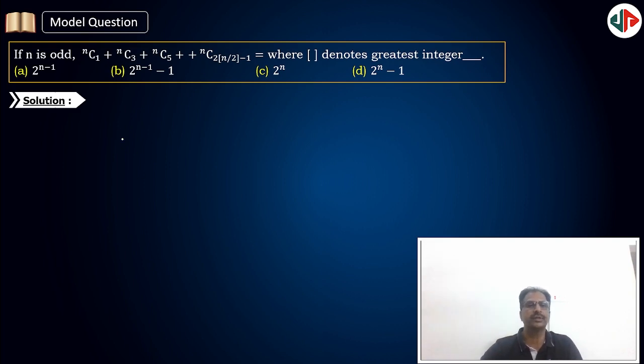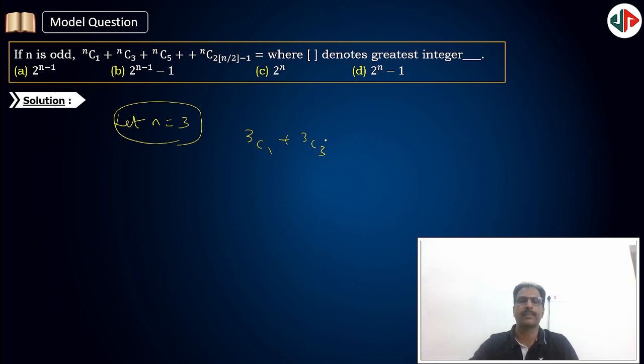Next, given that n is an odd number, then what is nC1 plus nC3 plus nC5 plus so on, up to nC of (2 into [n by 2 step] minus 1)? Given that n is odd, I am taking n is equal to 3. Then what will be the last term? 3C3 will be the last term. If you put n is equal to 3 in the last term, you get 3C of (2 into step of 1.5, which is 1, minus 1).